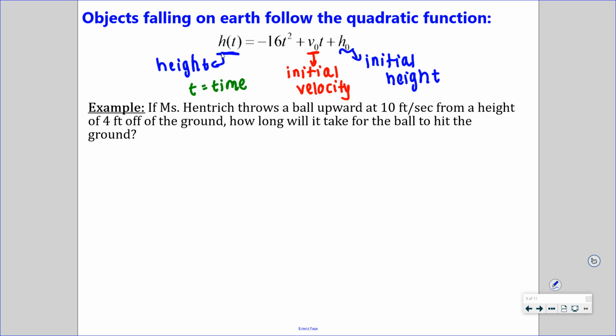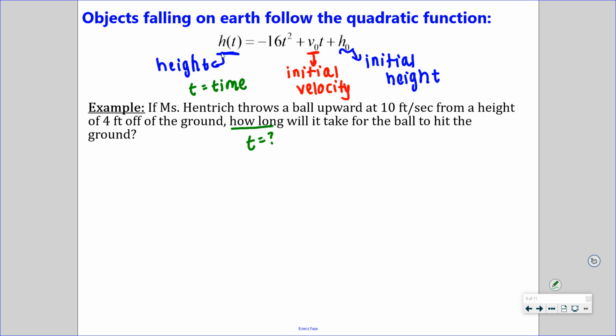Okay, so here's an example. If Miss Hentrich throws a ball upward at 10 feet per second, okay, so that's a speed right there. That's my velocity, how fast the ball is traveling, 10 feet per second, from a height of 4 feet off the ground. Okay, so let's say I'm standing up on a desk or something like this, throw a ball up. How long will it take for the ball to hit the ground? So we're trying to figure out how long, so we don't know our time, right?